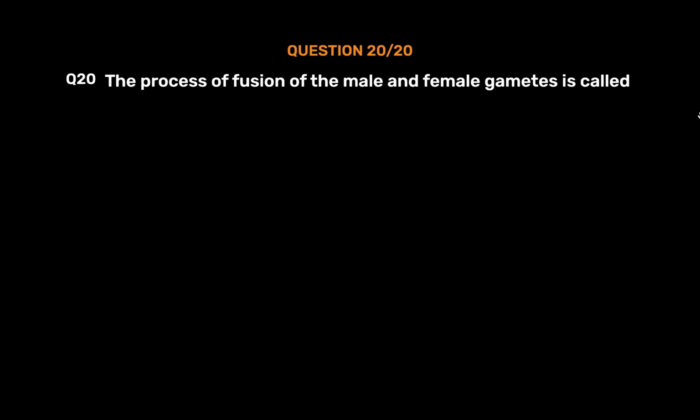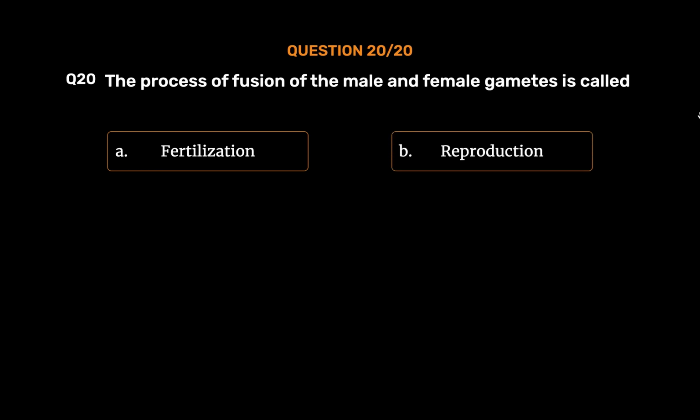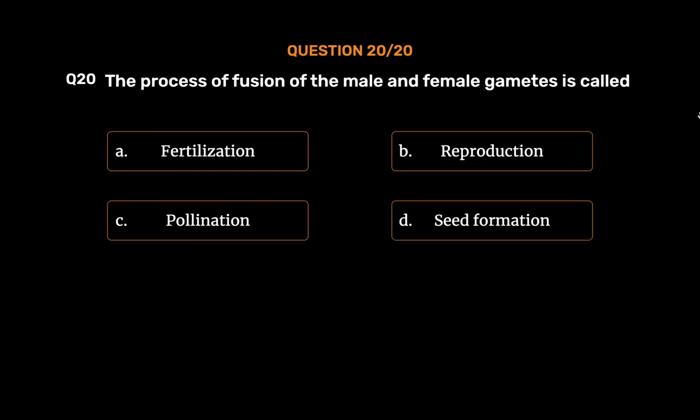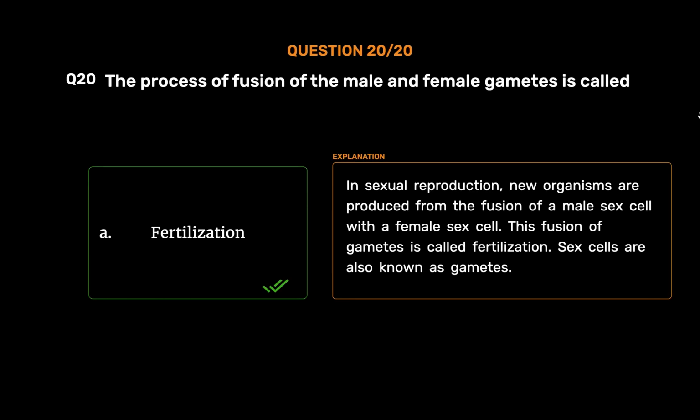Question number 20. The process of fusion of the male and female gametes is called? Option A, fertilization. Option B, reproduction. Option C, pollination. Option D, seed formation. The correct answer is option A, fertilization. In sexual reproduction, new organisms are produced from the fusion of a male sex cell with a female sex cell. This fusion of gametes is called fertilization. Sex cells are also known as gametes.